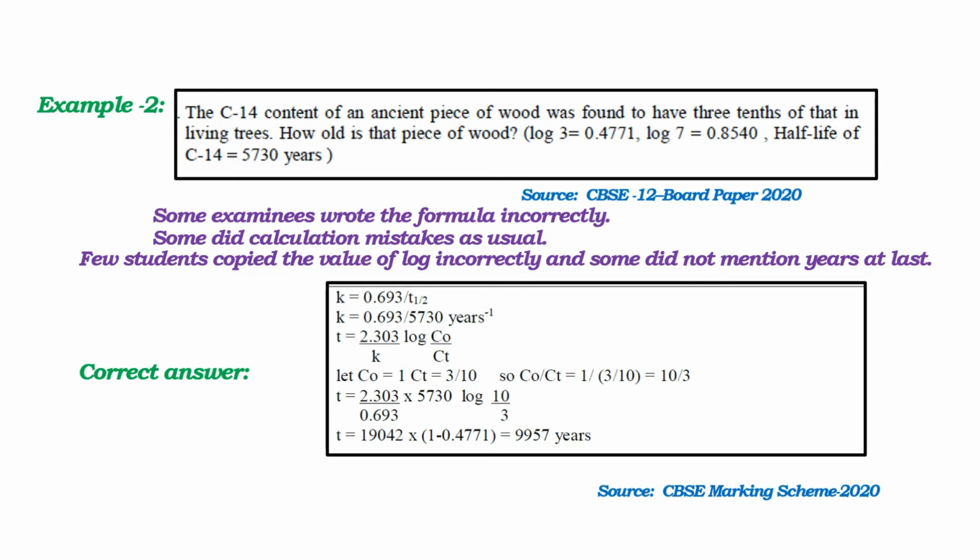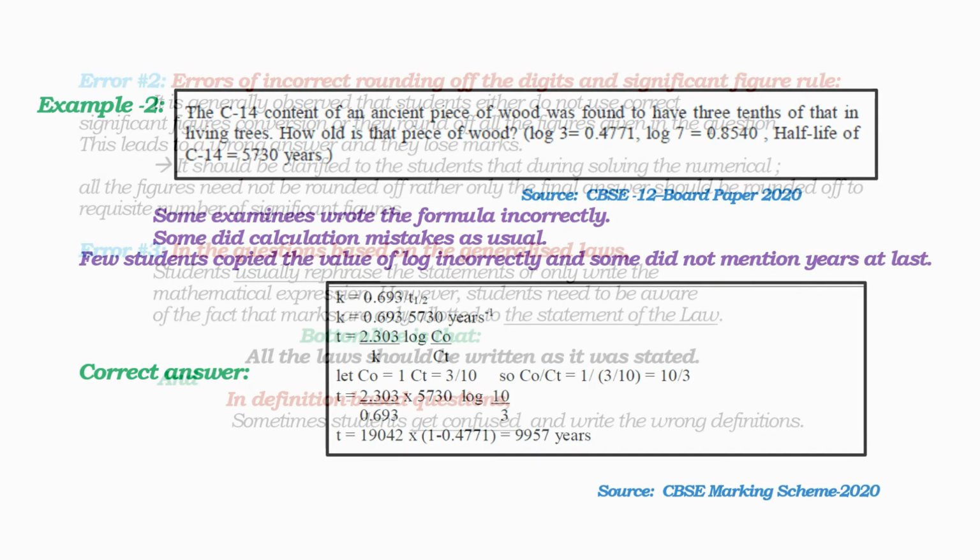In this example number 2, taken from the CBSE Class 12 Board paper of 2020, some examinees wrote the formula incorrectly, some did the calculation mistakes as usual, few students copied the value of the log incorrectly, and some did not mention years at last.